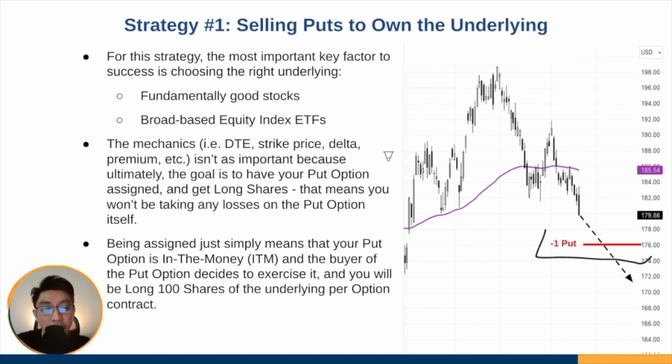Let's say you have a put option down here, the market goes down, and this is what is called in the money, right? Anytime the price goes below your put option, your short put option is considered in the money. At this point, anytime before expiration, there's always a chance of getting assigned early. And if you're assigned early, then you will be long 100 shares.